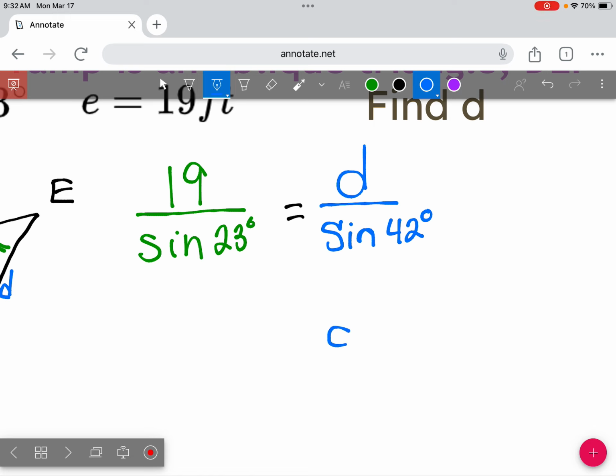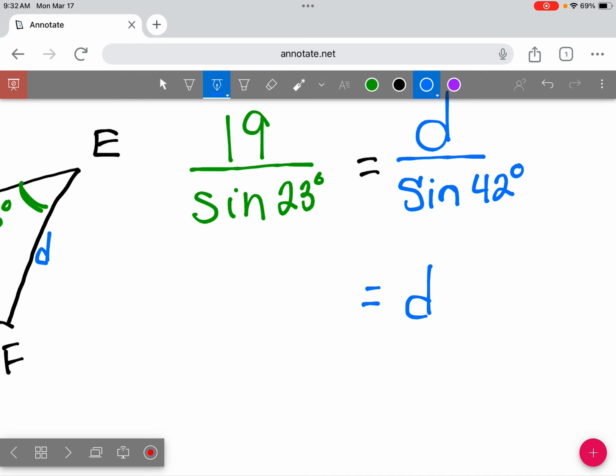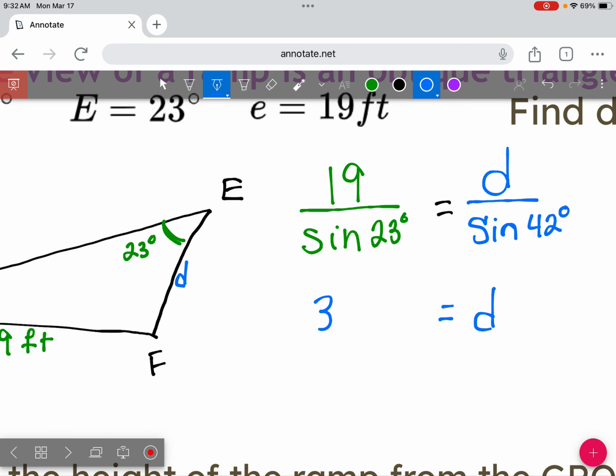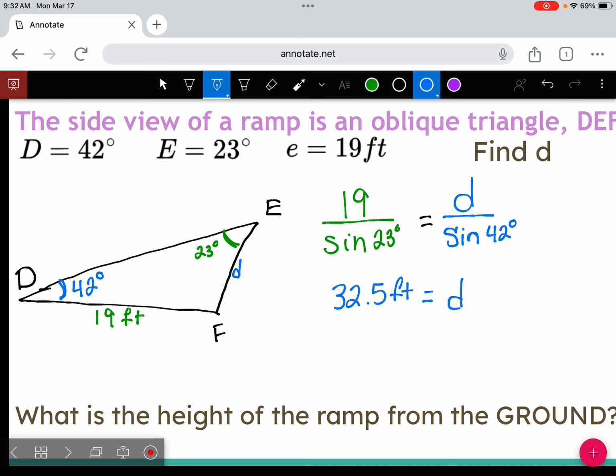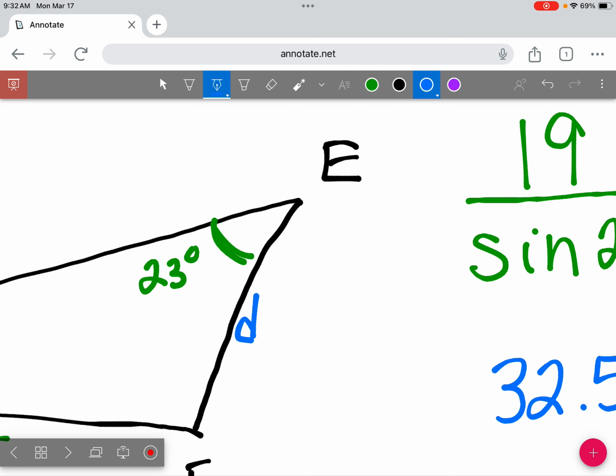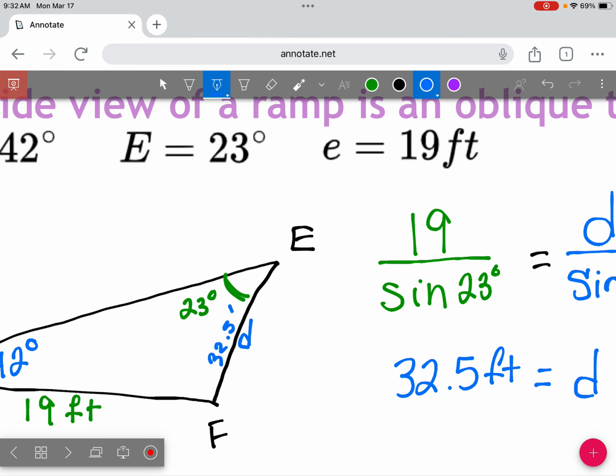So how do we figure out the length of side D? Multiply by sine of 42. Let's go to 1 decimal place. 32.5. 32.5 feet. So this side is 32.5 feet.